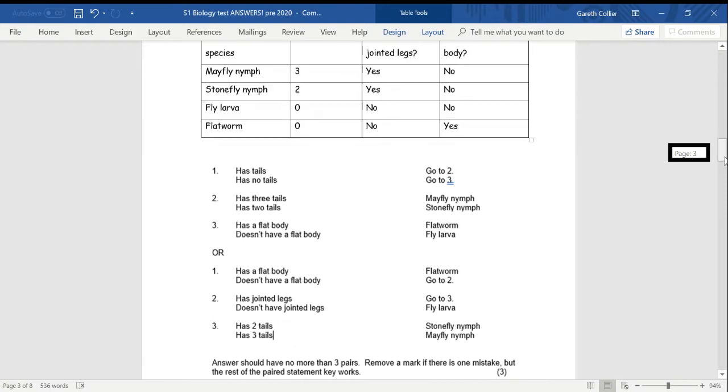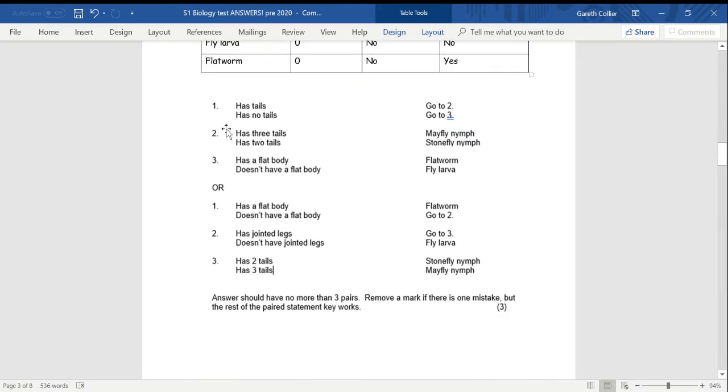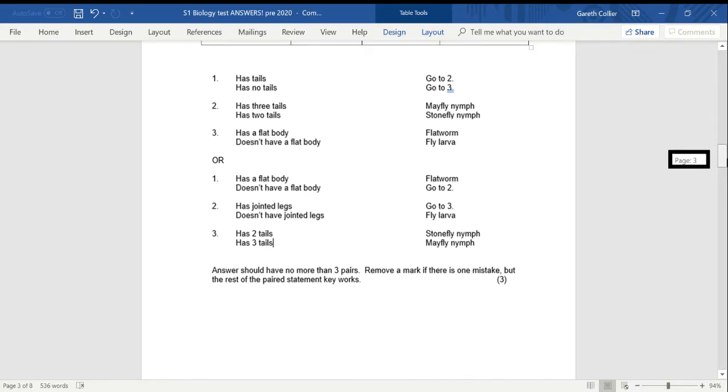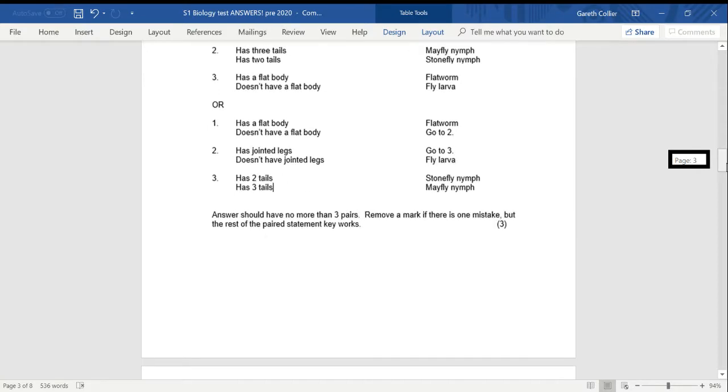If your key works and it's in roughly this format where you've got different questions like this, and they're paired, and there's go to 2, go to 3, and some answers, then you would get the 3 marks. So answers should have no more than 3 pairs, so no more than 3 questions. You would remove a mark if there's a single mistake, so it's very easy to make a silly mistake making paired statement keys. I do it all the time. But you still get 2 marks if the rest of it's okay. If it's not a brilliant paired statement key, but it kind of does the job, you can maybe have 1 mark.